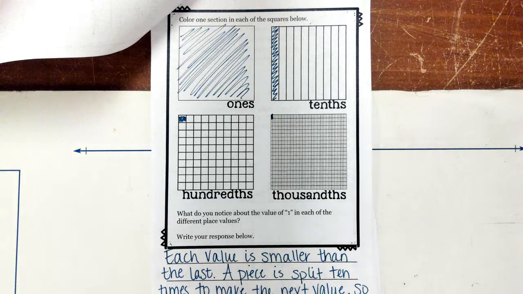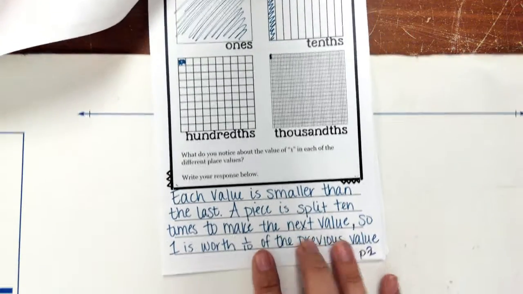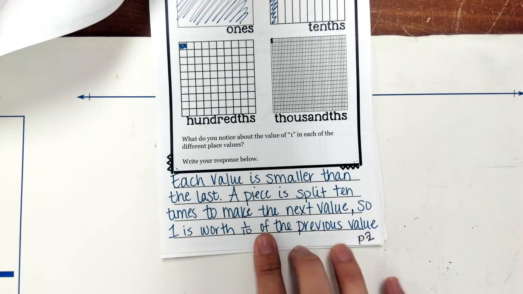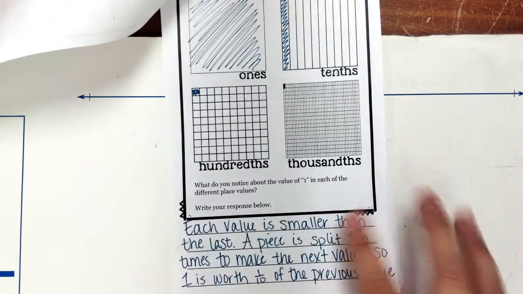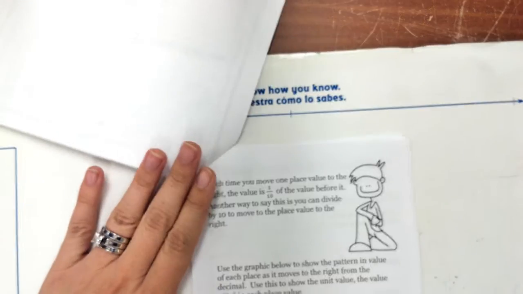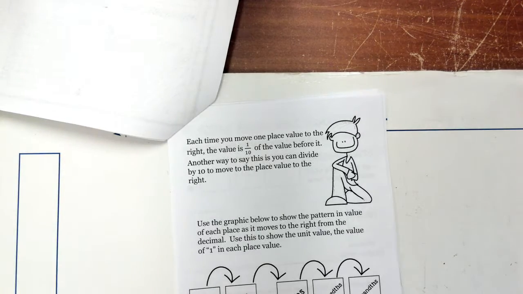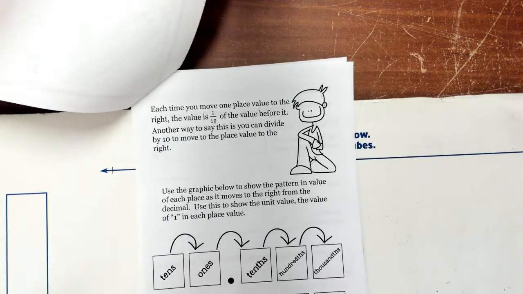So it says a piece is split 10 times to make the next value. So it's 1 is worth 1/10 of the previous value. So going on to the next page. Each time you move one place value to the right of a decimal, the value is 1/10 the value before it. Another way to say that is that you can divide by 10 to move the place value to the right. So we're going to use this graphic below to show the pattern of the value.